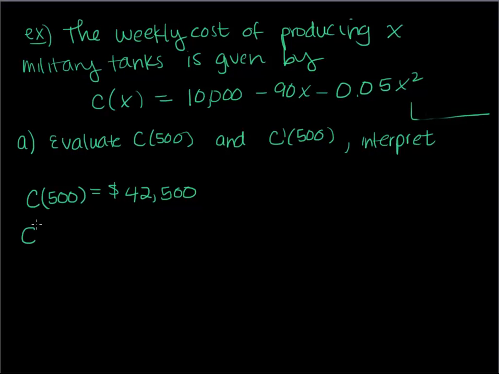And now to find C primed of 500, well, I need to find C primed of X. And then evaluate C primed at 500. So I'm going to take the derivative of this. Derivative of 10,000 is 0. Derivative of negative 90X, that's just a negative 90. Bring the 2 down, right? I would get minus 0.1X. And then if I take the derivative and evaluate it at 500, what I end up getting is a negative 40.